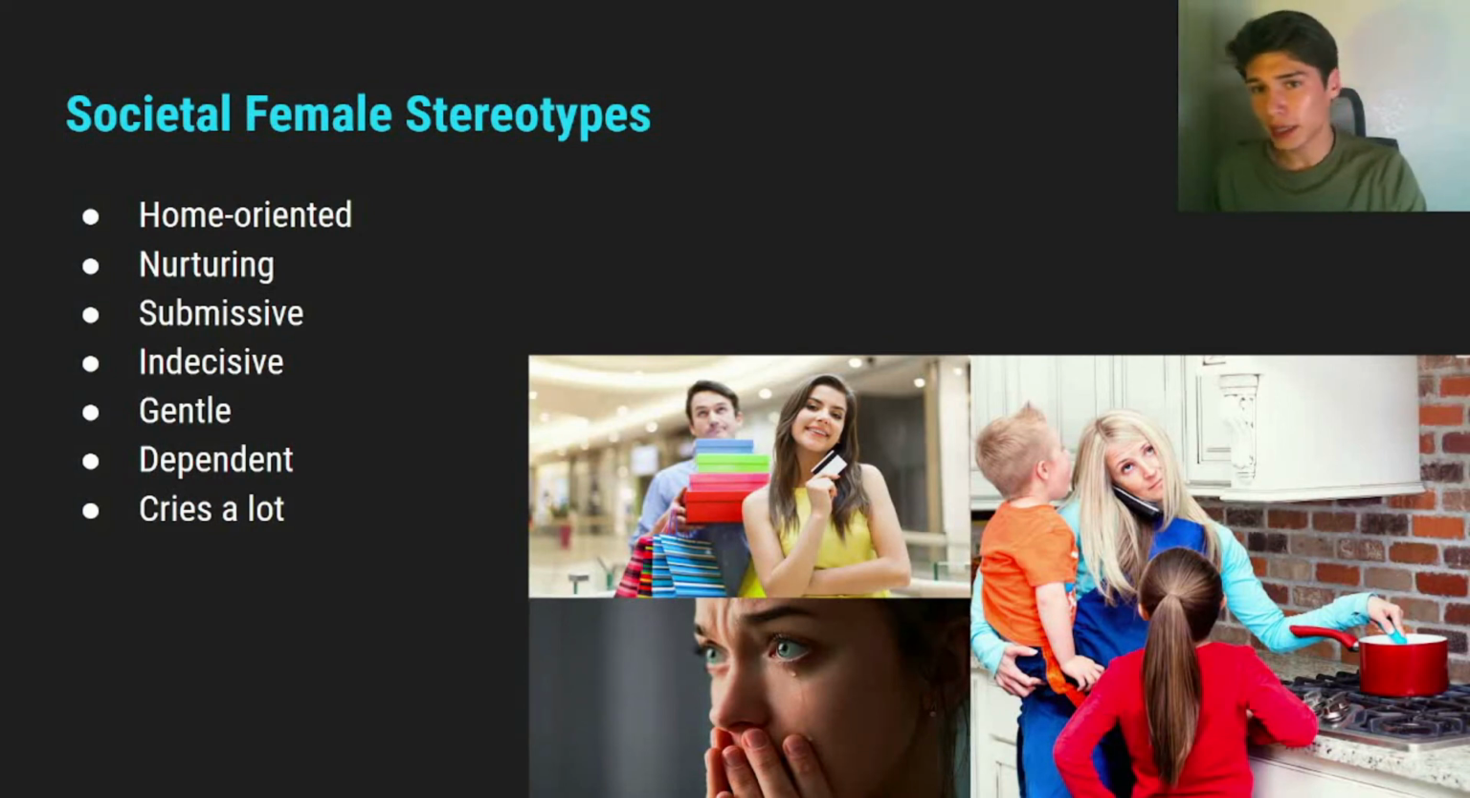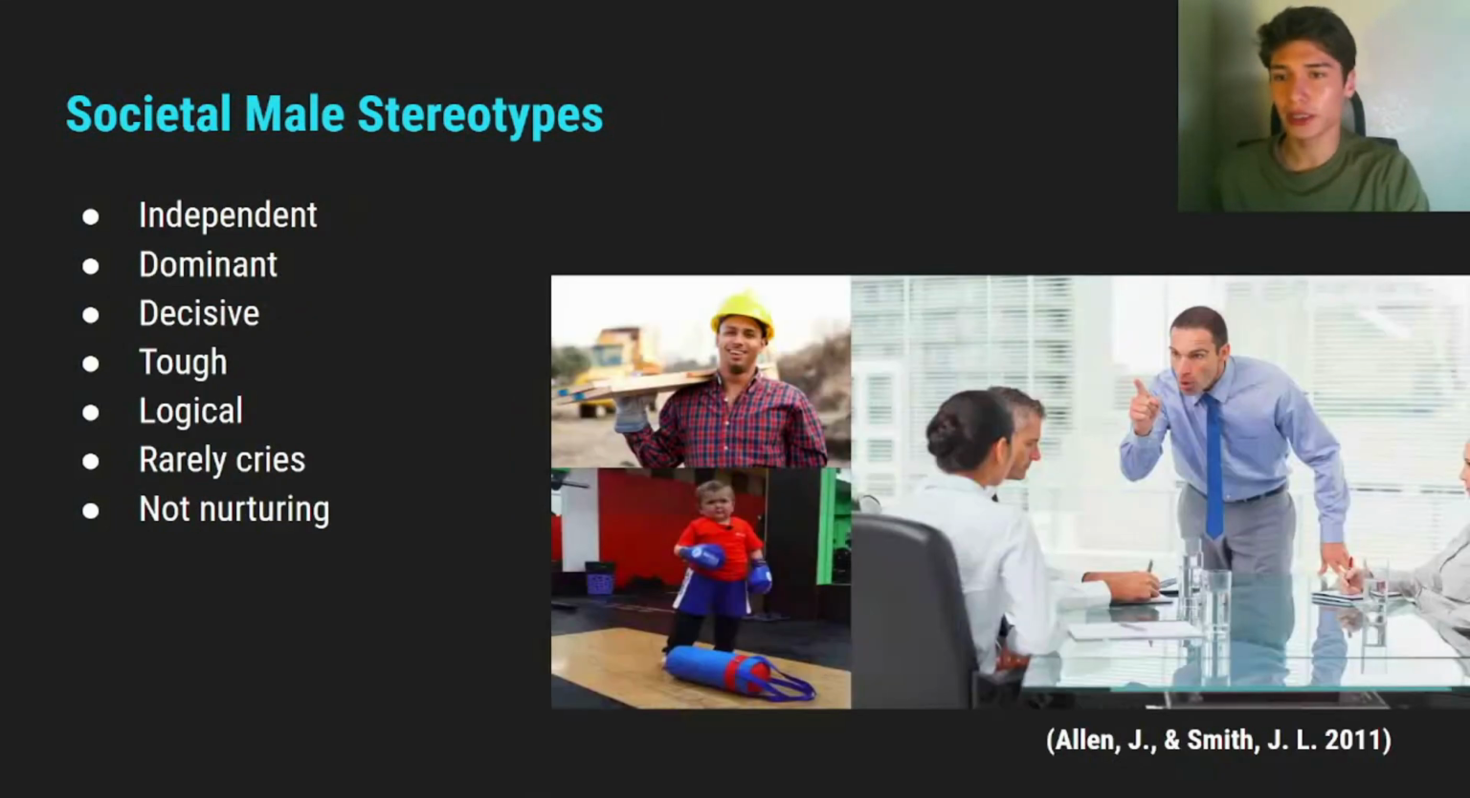So societal female stereotypes are home-oriented, nurturing, submissive, indecisive, dependent, cries a lot, etc. And you can see the pictures relating to the characteristics, as well as societal male stereotypes, which is being independent, dominant, decisive, tough, logical, and rarely cries. And for men especially, gender roles are highly conflated with sexuality stereotypes.